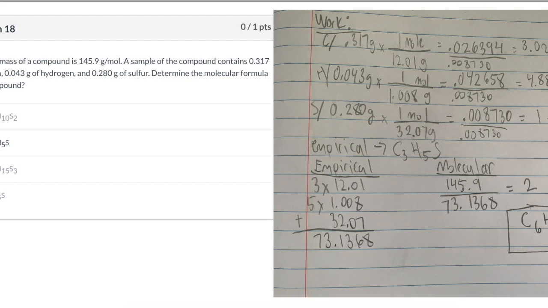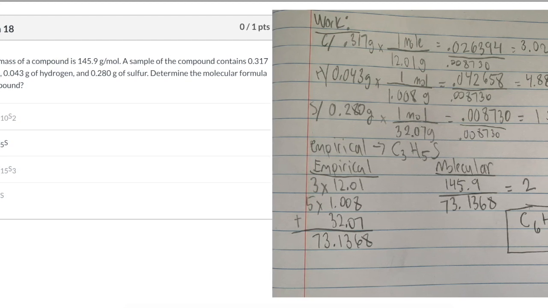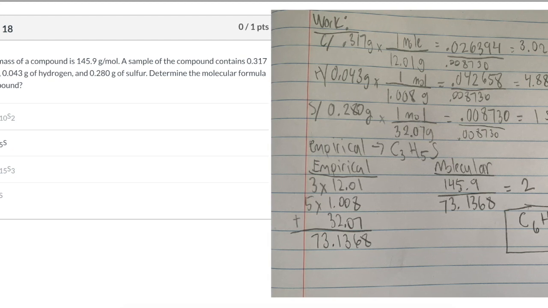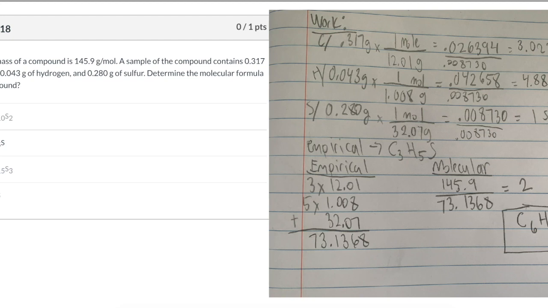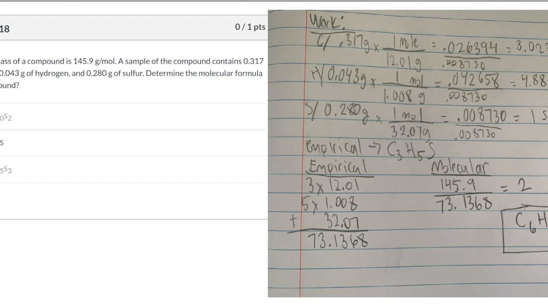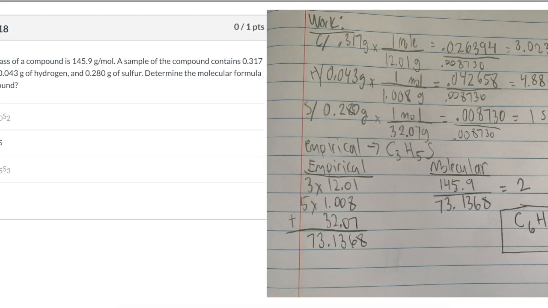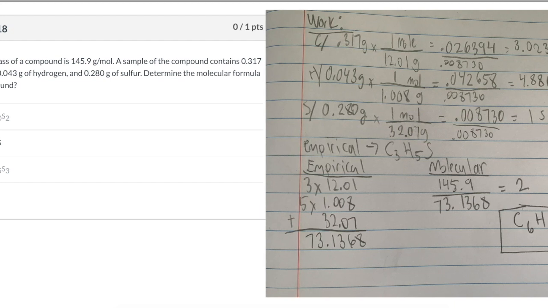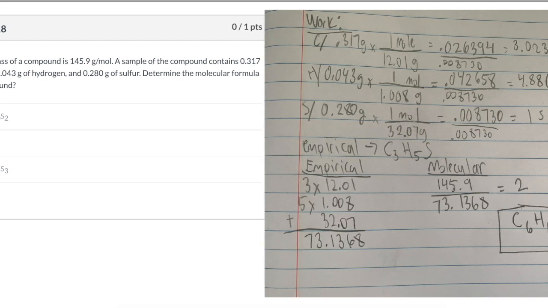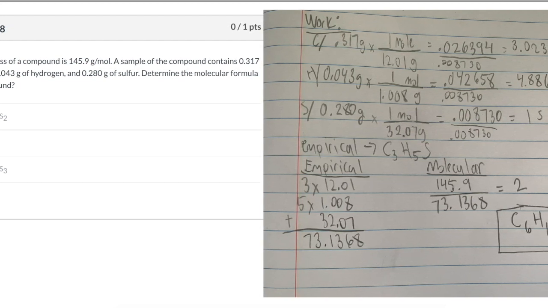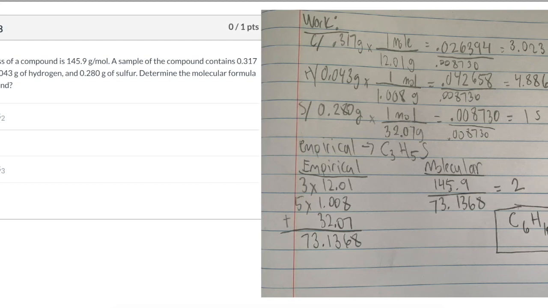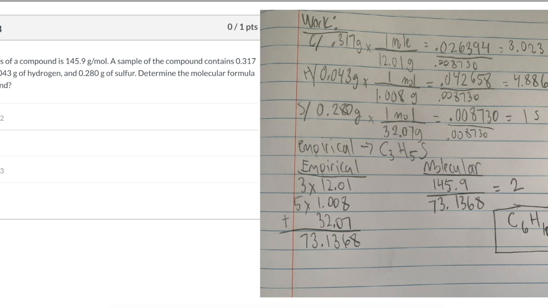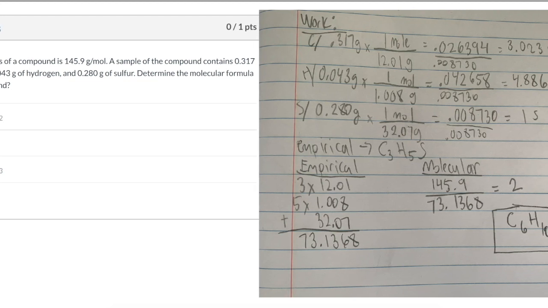So you repeat the step for carbon, hydrogen, and sulfur, and once you do that, you find the results as 0.026394 for carbon, 0.042658 for hydrogen, and 0.008730 for sulfur. And now once you do that, you find the smallest number. In this case it's sulfur.